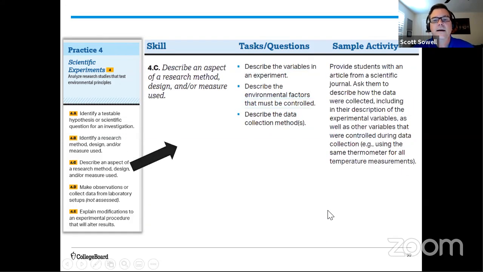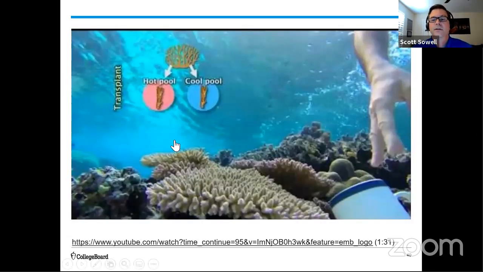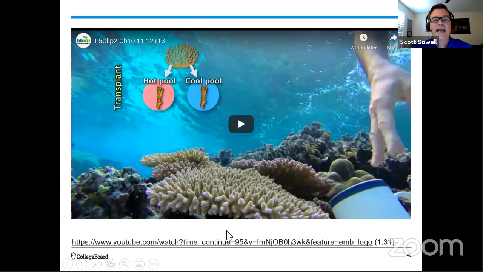And finally, what variables or factors did he control throughout the experiment? You could mention things like the living conditions. He set up the exact same tanks in the exact same way with the same type of water, used the same lamps, the same degree of heat stress. So everything was kept the same except for which pool they came from. So let's go back to Dr. Palumbi for another minute and have him talk through those results a little bit more.